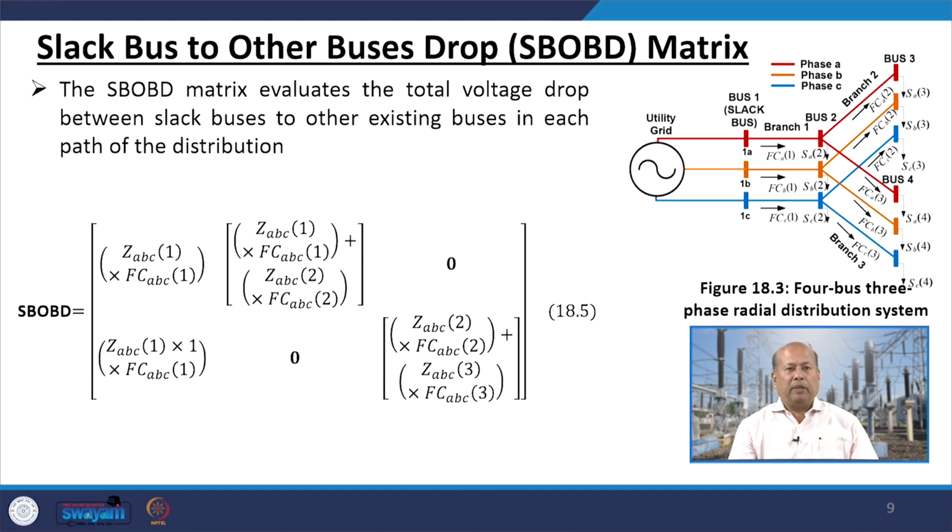Now, what is the SBOBD matrix? The SBOBD matrix evaluates the total voltage drop between the slack bus and other existing buses in each path of the distribution. So, you can determine SBOBD from equation number 18.5, and each and every element is known to us. From the 3-phase network diagram 18.3, we can calculate ZABC and FCABC for 1, 2 and 3, and finally we can have the SBOBD matrix.